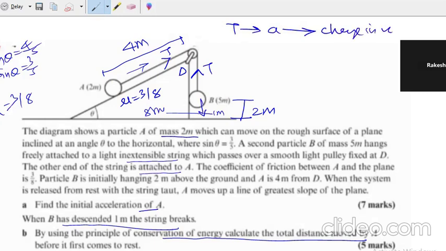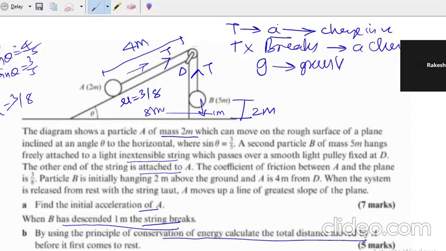Now, after the string breaks, when this string breaks here, the tension goes away. After the string breaks, there's no tension. But a will change. What will happen is now a is only g, acceleration due to gravity. Initially, there was both a tension and a gravity force, and the resultant was a. Now, once the string breaks, the tension will go away. The a will change. It will only be g now. And of course, friction will be taken care of, and then velocity will change. So now we start doing the question.